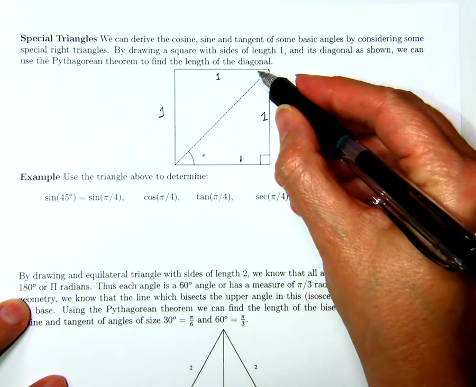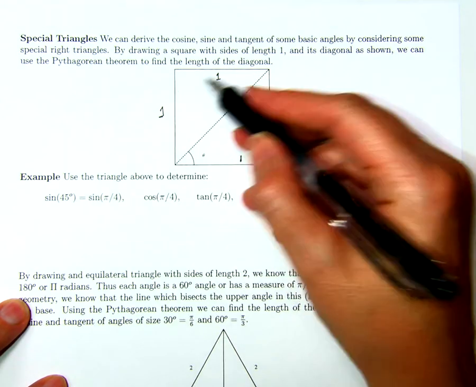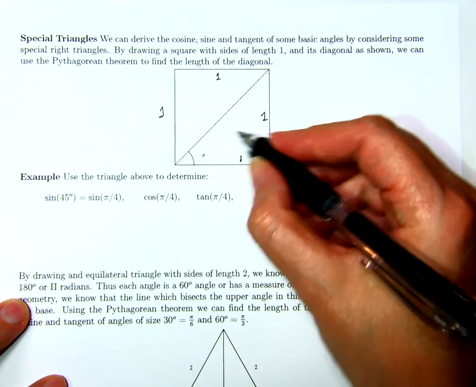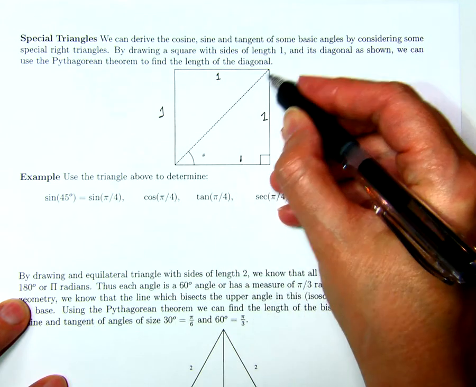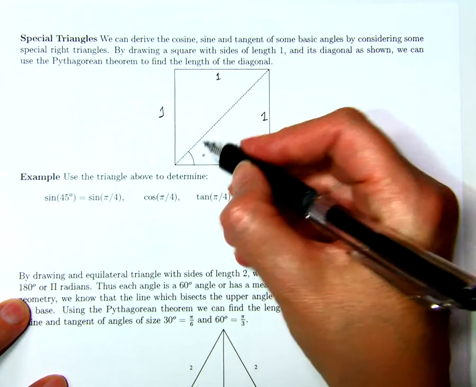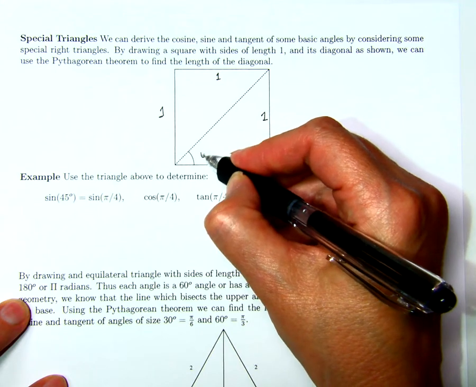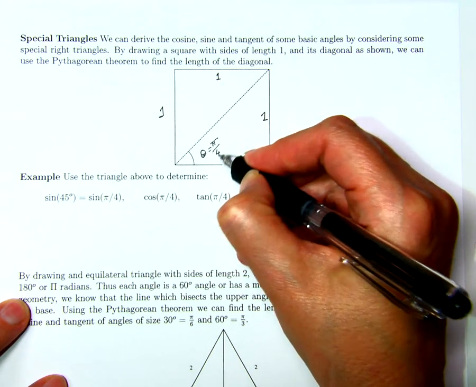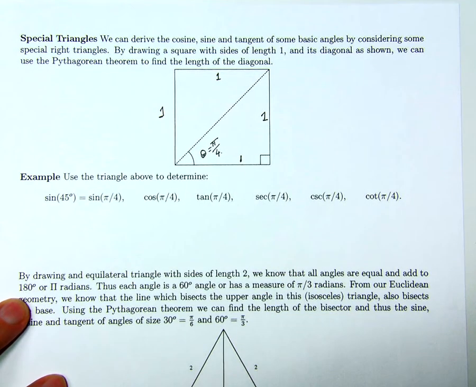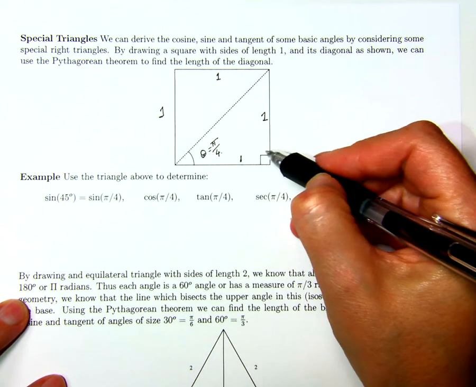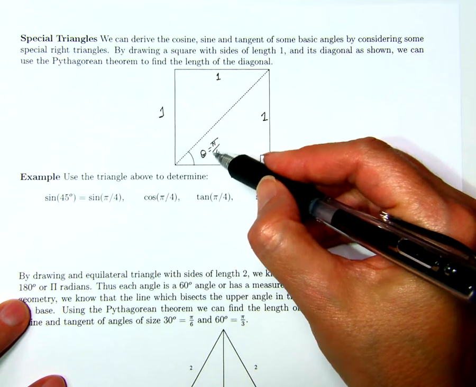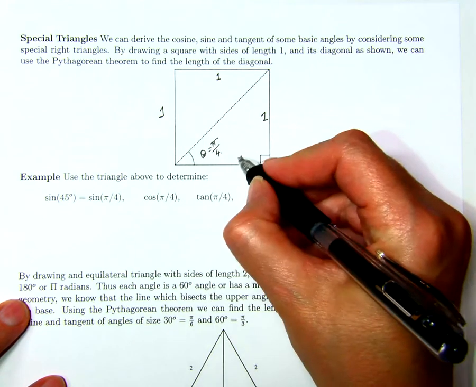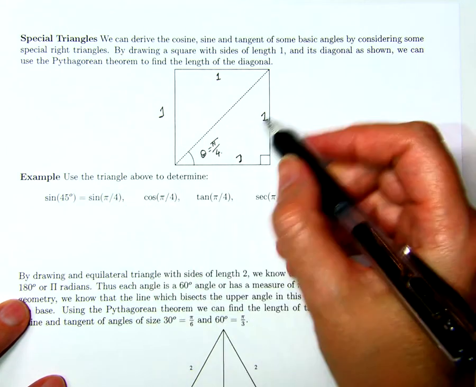And of course, each of these corners of the square are 90 degrees. So this diagonal bisects these angles, and this angle here has measure 45 degrees, or pi over 4. And now we have a right angle triangle with the angle pi over 4 in it. And so we can calculate its sine, cosine, and tangent.